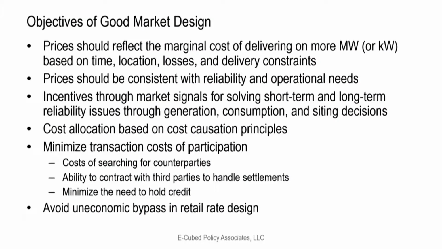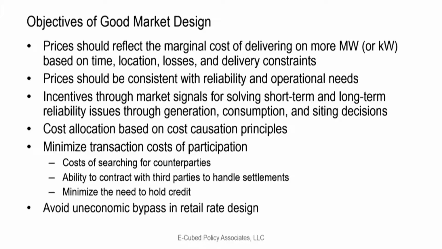So I want to bring this up one level before diving down into a different set of details than we've heard so far today. Let me get at the 10,000 foot level, and I'll do my best impression of Bill Hogan at Harvard and ask, what's good market design? What are the objectives of good market design? The first one is obviously that prices should reflect the marginal cost of energy, whether by time, location, marginal losses, delivery constraints because of transmission congestion, or delivery constraints because of fuel constraints, such as we've seen in the PJM system historically with gas pipeline constraints creating transmission constraints.